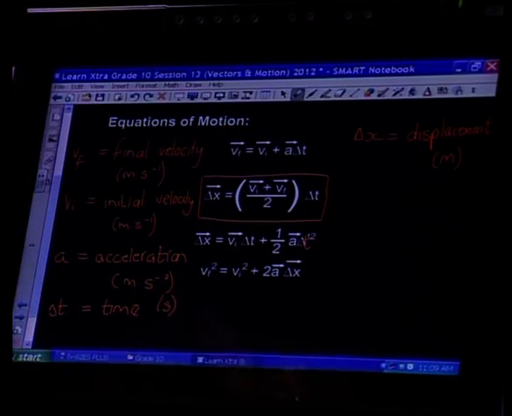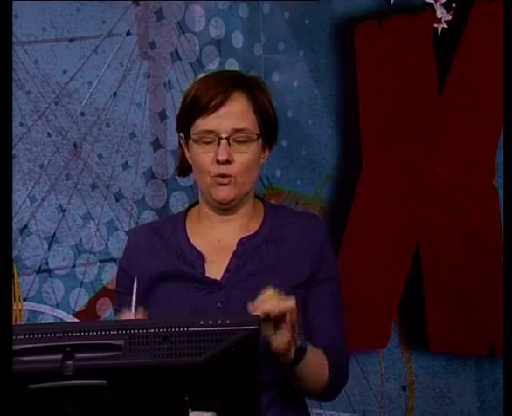What do we need to remember? We're dealing with vectors, which means direction is important. Time can never be negative. Velocity, final or initial, acceleration, and displacement can all be negative. It all depends on what we choose as our positive direction. Choice you need to make. Very important here, grade 10s.